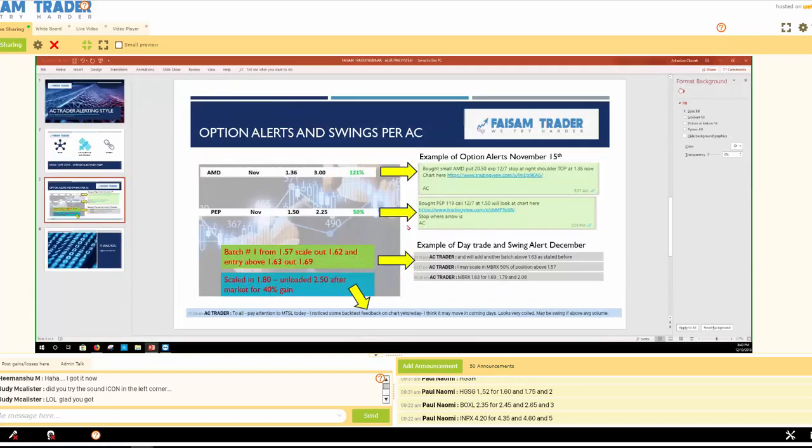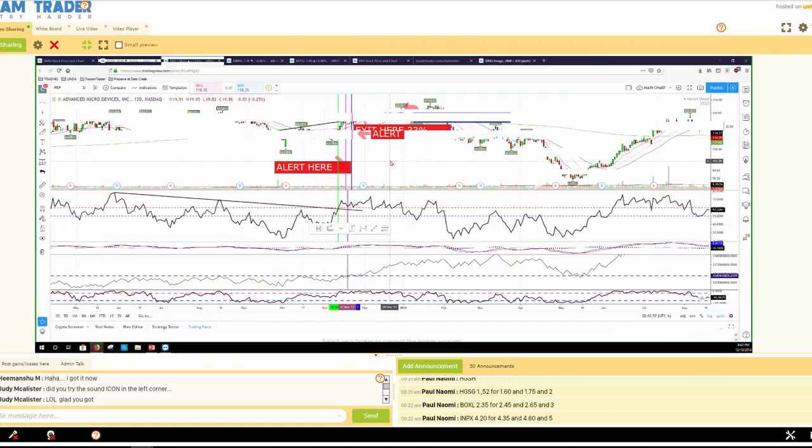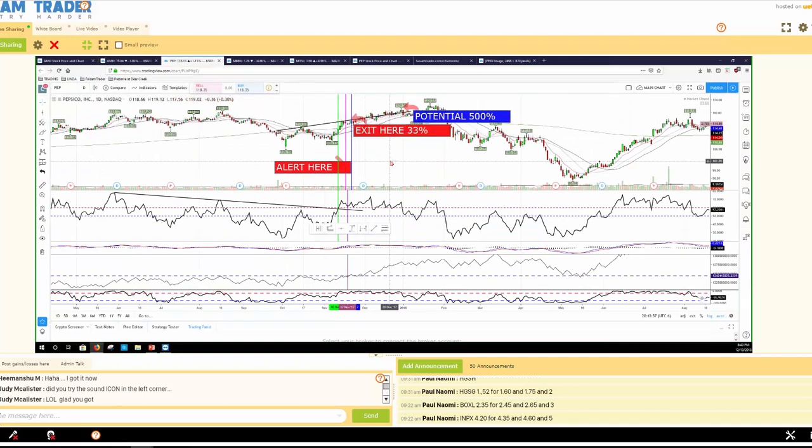Let's see what else we have. So AMD November 136, we sold it at $3, 121%. The next one is I bought the 119 call at expiry 12/7 at 1.50. Let's look at the chart here, and there's a link and a stop where the arrow is. I have deleted that arrow, I think, but I prepared where I alerted that.